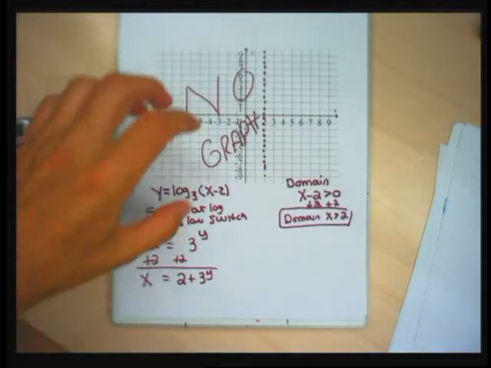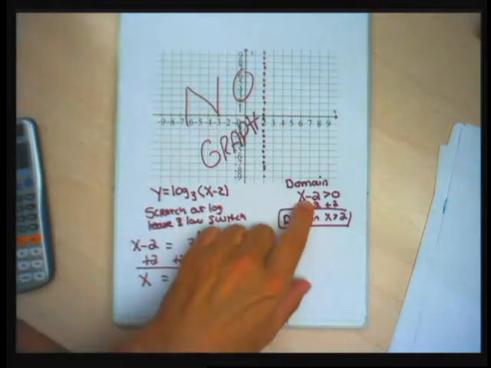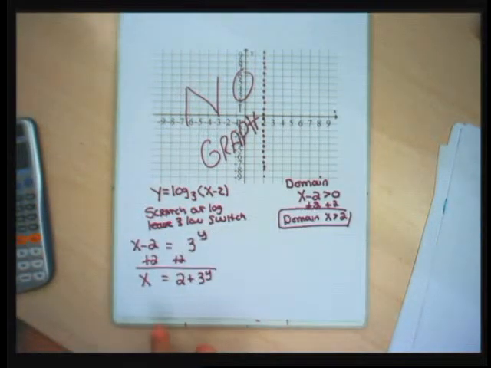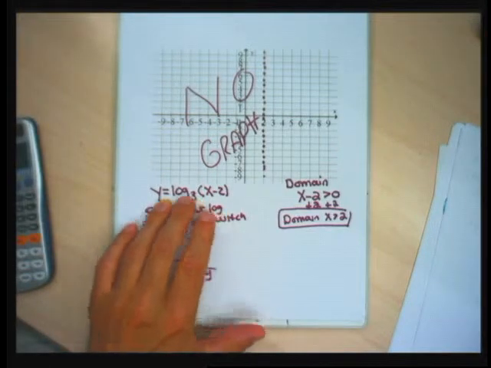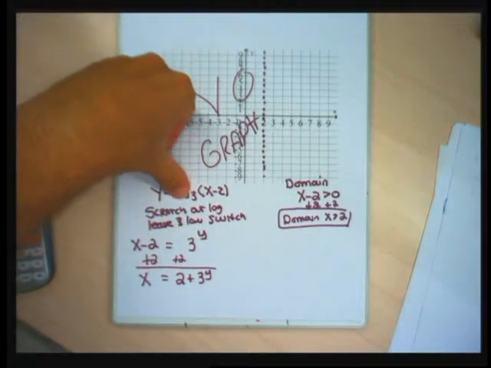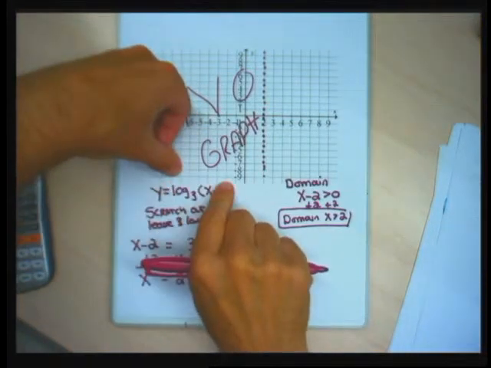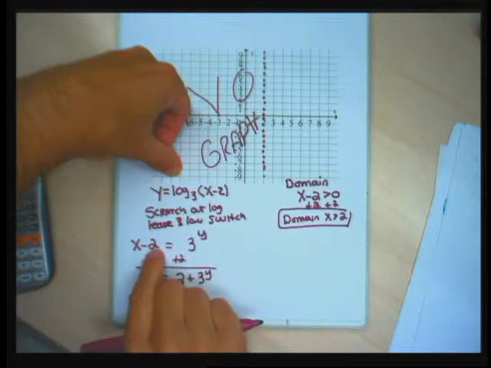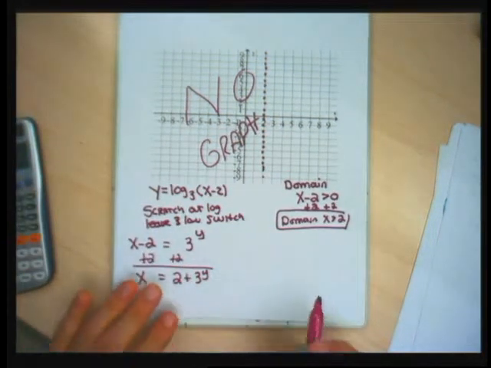So I know there's no graph to the left of 2 because the domain, you take the argument and set it greater than 0. Before I go to make my table, I get an exponential form of the logarithm. I cross out the logarithm. When I cross out the logarithm, the base stays low, the 3 stays low. I switch the y and the x minus 2. The x minus 2 doesn't need to be in parentheses when it's freed from the log. Added 2 to both sides.